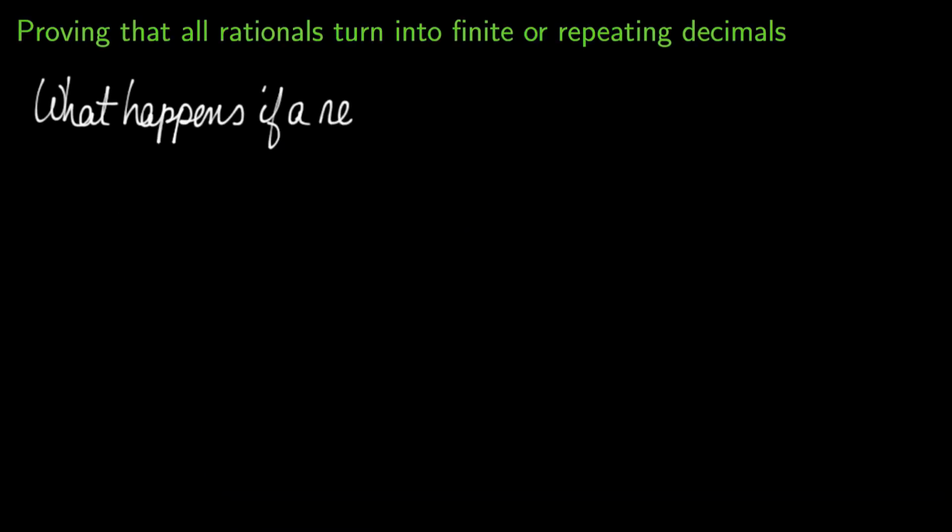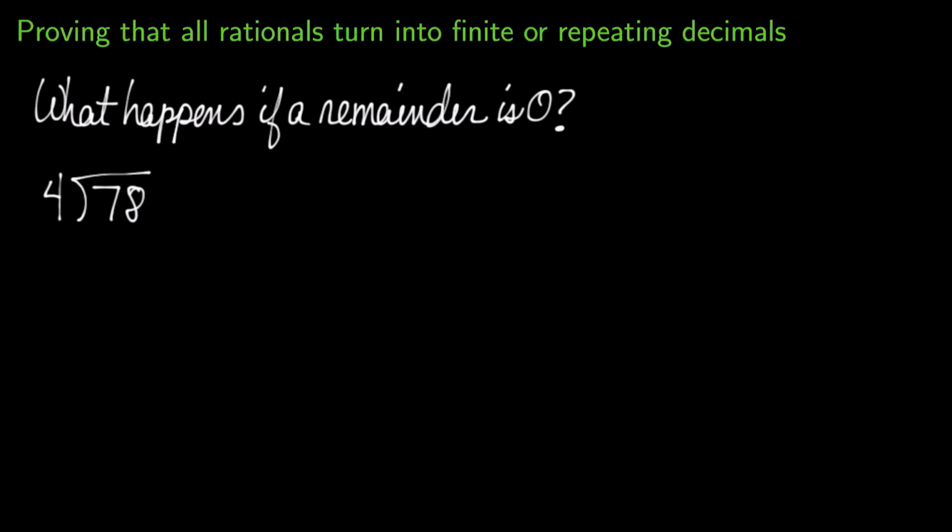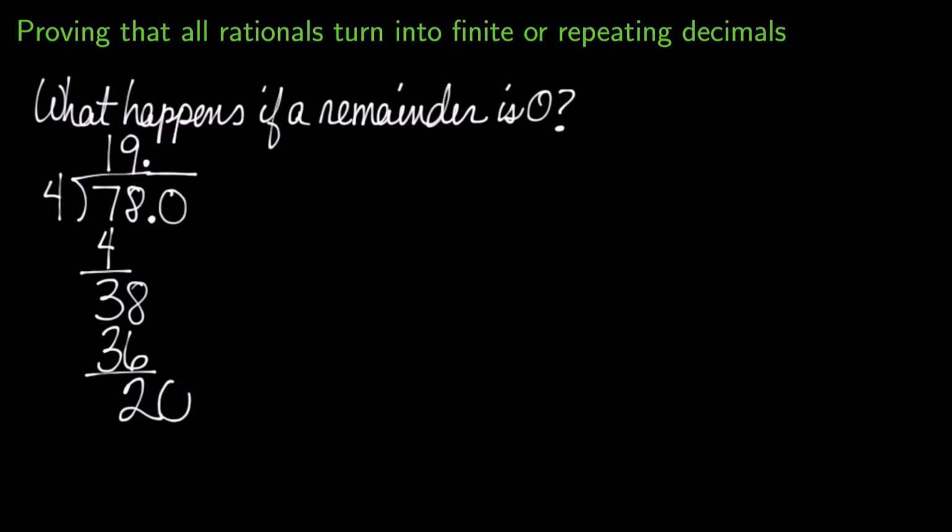So now what happens if we were doing a long division and the remainder were equal to 0? So for example, if I want to compute 78 divided by 4, well, first, 4 goes into 7 once. And so in the tens place, I'm going to put a 1. You multiply, you subtract, you drop the 8. 4 goes into 38 9 times. You multiply, you subtract, you get a remainder of 2. So we need to get out the decimal points so that we can drop a 0. And we find out that 4 goes into 20 5 times. And then when you multiply, you get a remainder of 0.